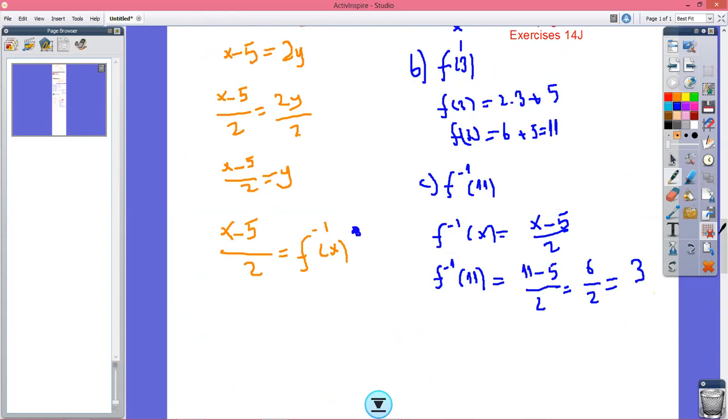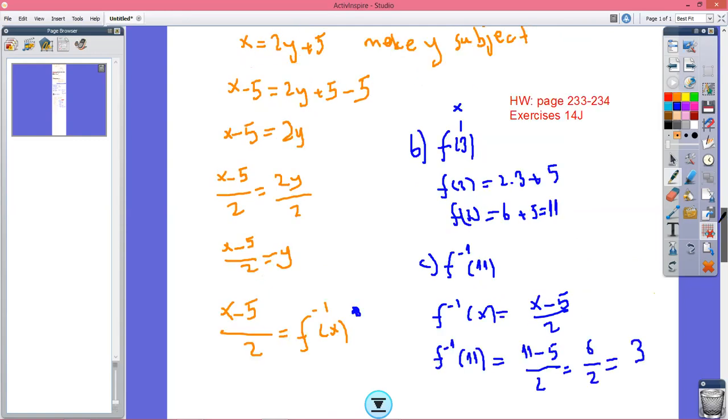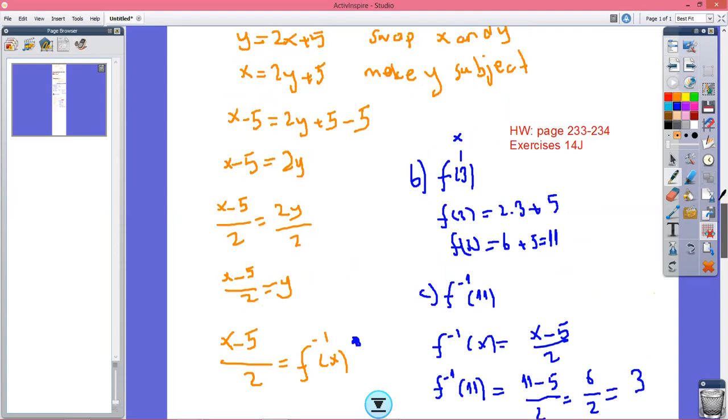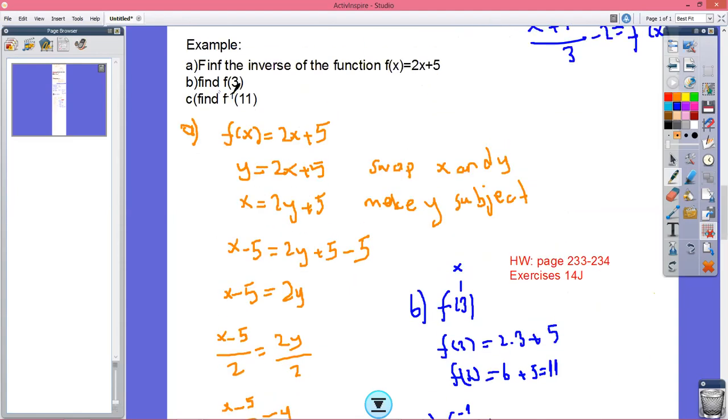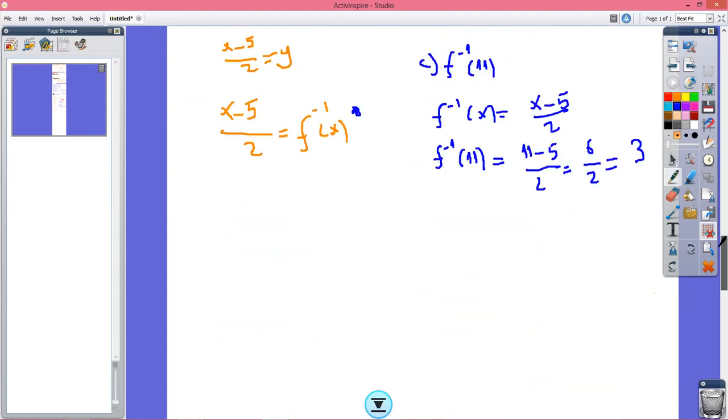Yes, which part didn't you understand here? Like the C, I didn't get it. It's C? Now C says what? Okay, find the inverse function when x is equal to 11. Is this one okay? Find the inverse function when x is equal to 11.